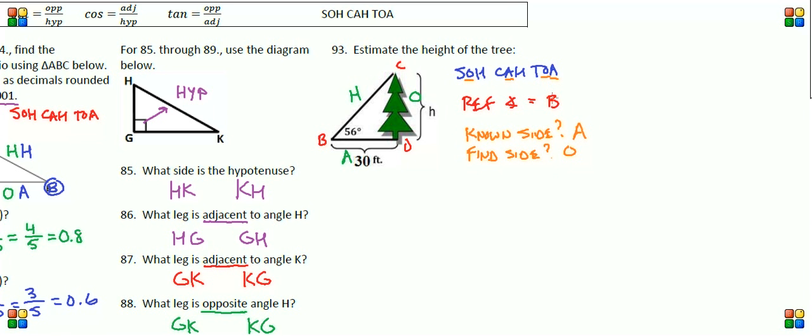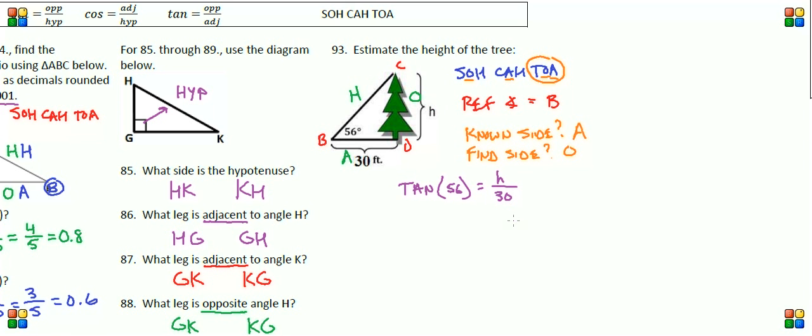And the way you figure this out, class, is we're going to use the trig function where both of the sides are underlined. In this case, we are using tangent because we know the adjacent side and we want to know the opposite side. And now we can go ahead and write our trig equation. Tangent of our reference angle of 56 degrees is equal to opposite over adjacent. Opposite we don't know. Let's go ahead and give that the variable h for the height. Adjacent we know is 30 feet.